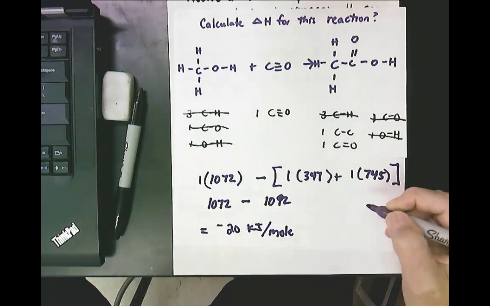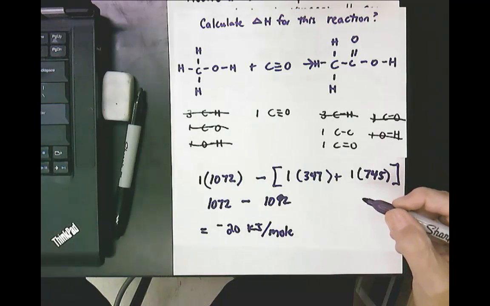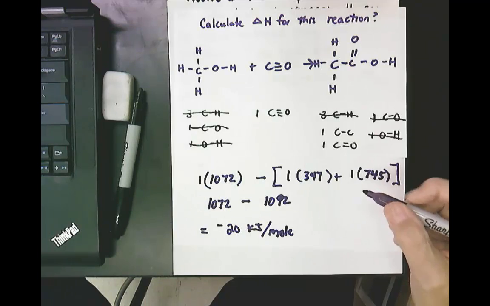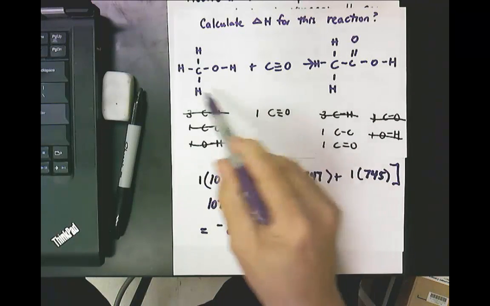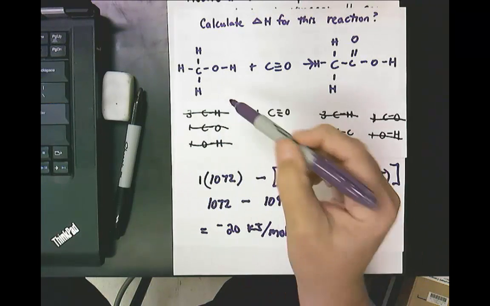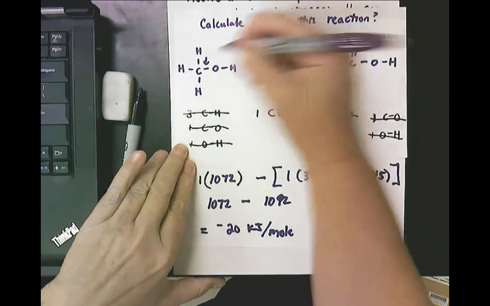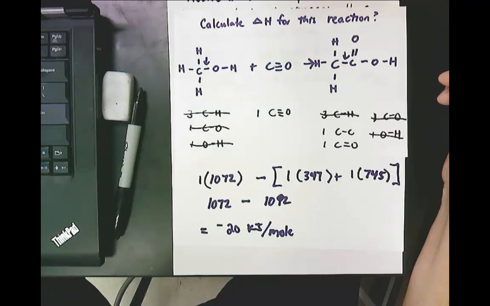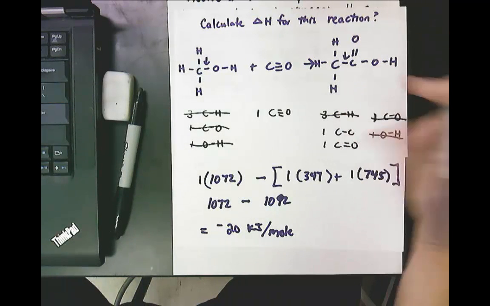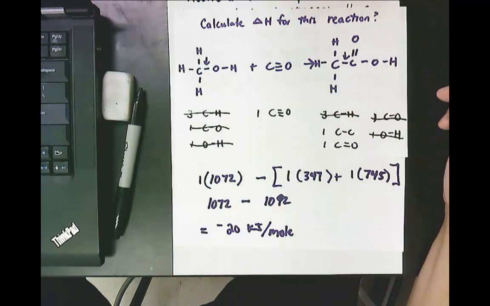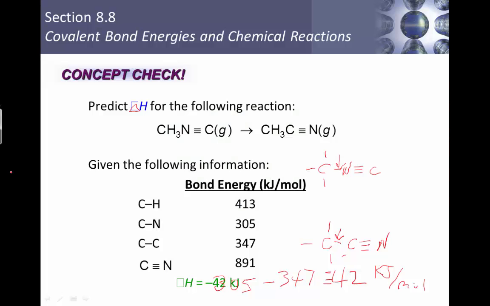So that's the basic idea behind calculating delta H using the bond energies. The biggest trick is making sure you draw all the bonds and don't miss any of them. A lot of times, like this bond gets missed, or this bond gets missed. So just be careful that you don't forget any of the bonds. But there it is. So basically that's it for this lesson. And like I said before, in the next lesson I'll start talking about Lewis structures.